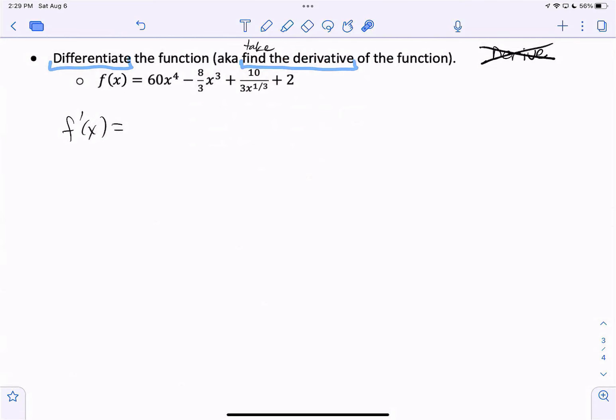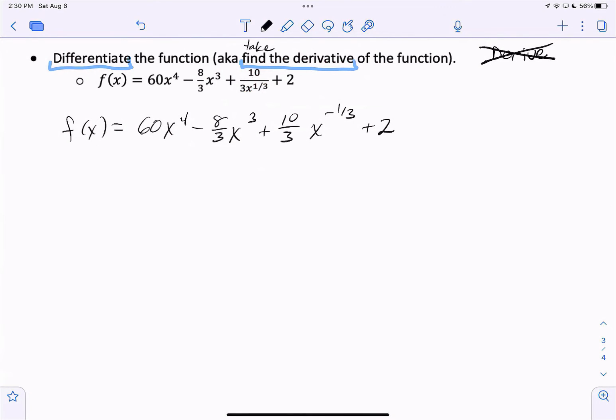I didn't even read the function. f of x is equal to 60x to the fourth minus 8/3 x cubed plus 10 over 3x to the 1/3 plus 2. And you know what? I'm ahead of myself writing f of x. This 10 over 3x to the 1/3, it's an exponent. And so I don't want to write it using a denominator that includes a variable. I want to use the power rule is what I'm getting at. So let me rewrite the whole thing. 60x to the fourth minus 8/3 x cubed plus 10/3 x to the negative 1/3 plus 2.